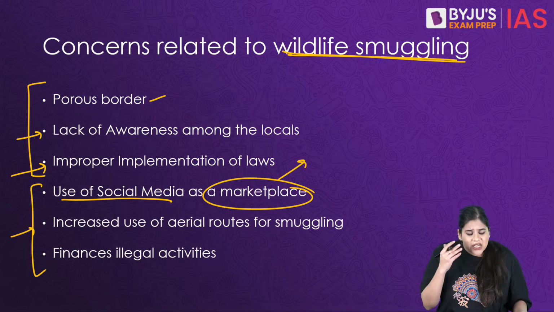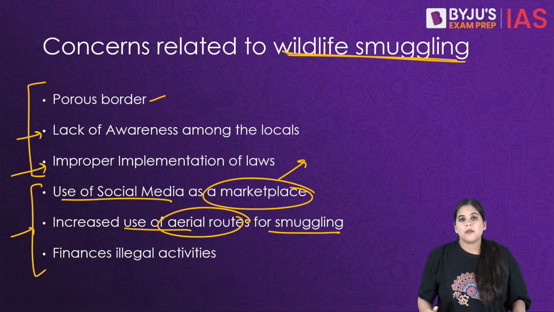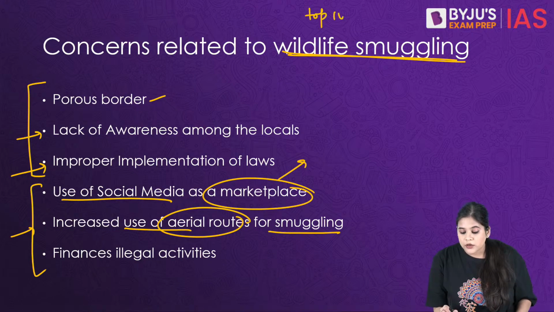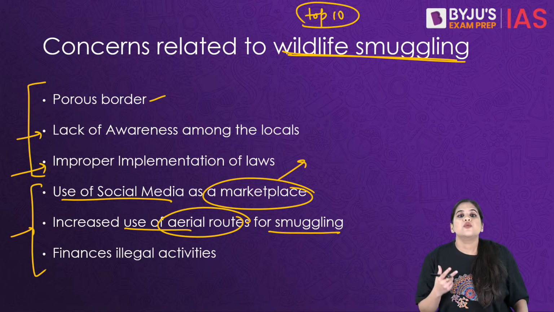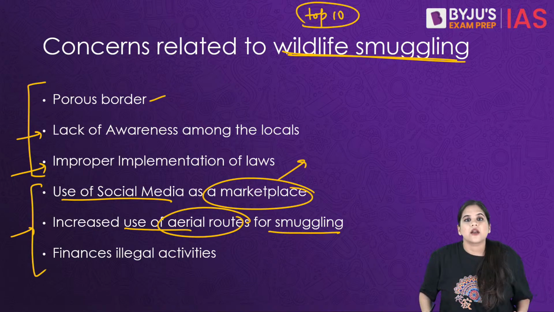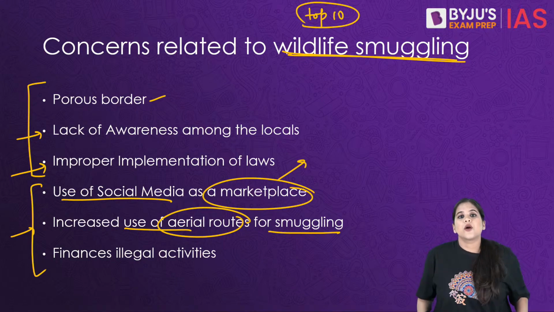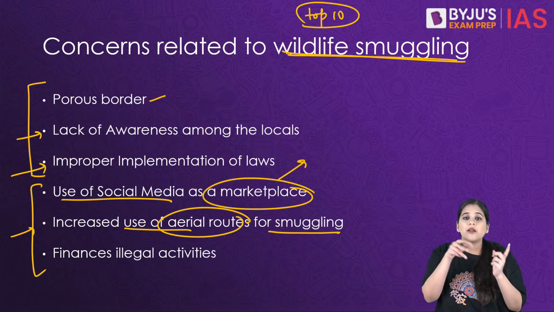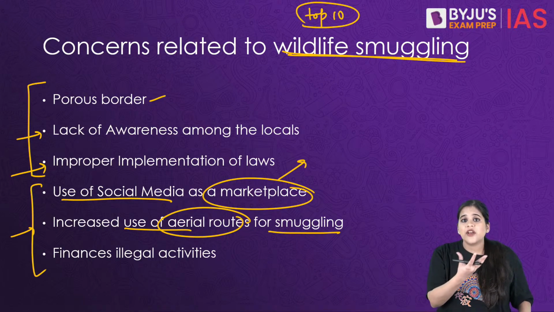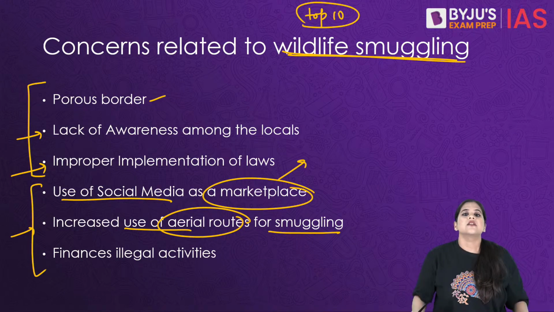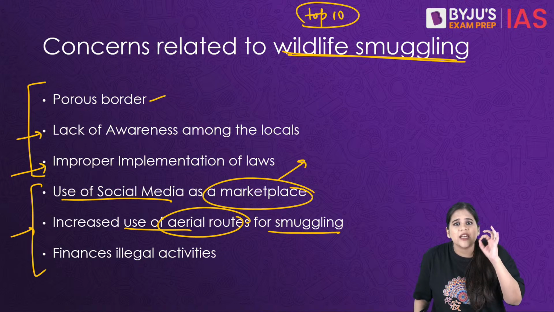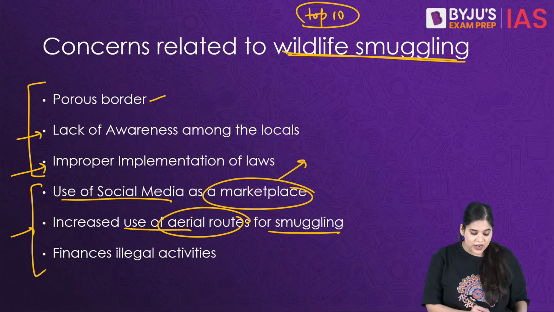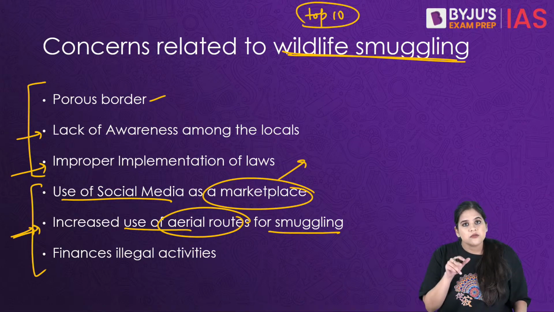Then there is an increase in the use of aerial routes for smuggling, the air routes. In fact, India is one among the top 10 countries where smugglers are using aerial routes to take away animals. Now in the aerial route, what happened? It is not very possible to carry live animals. So the animals are killed and their products, the derivatives, are taken out and smuggled out. So there is very little chance that we can capture the animal in a living form. That is another concern related to aerial smuggling.